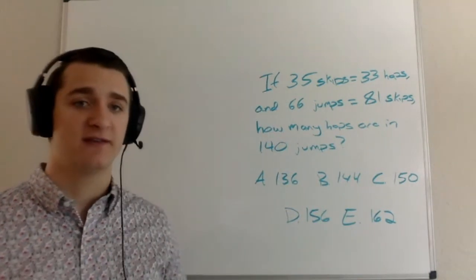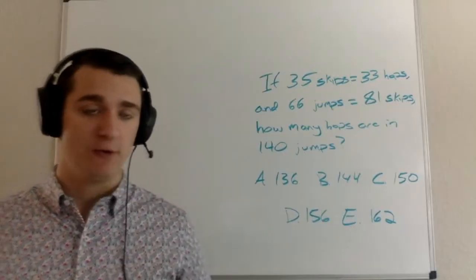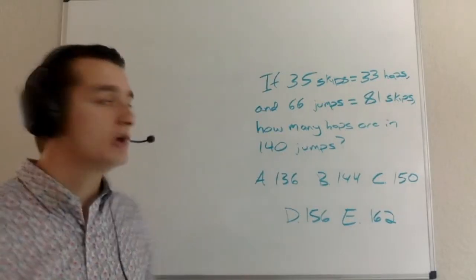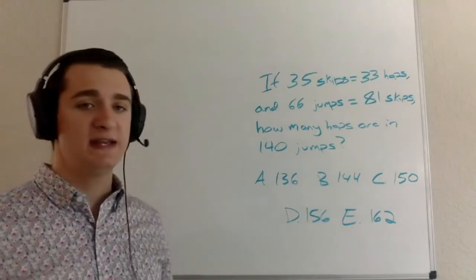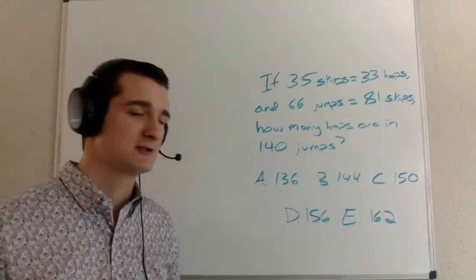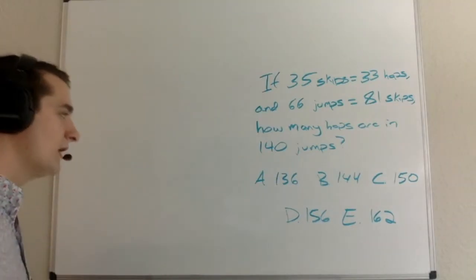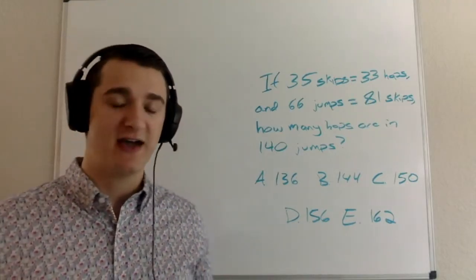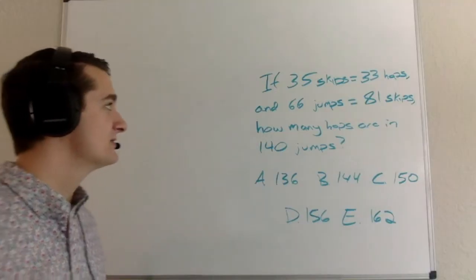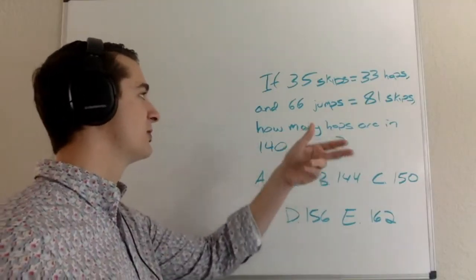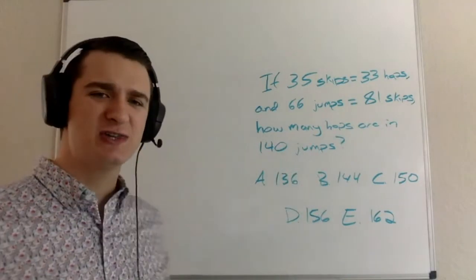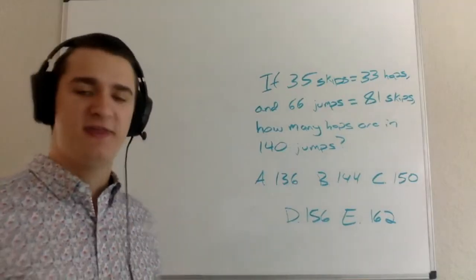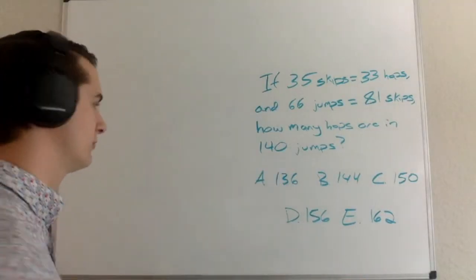but for any unit conversion, I want to go straight to step 1A and step 1B. So in this instance, I'm going to ask myself first, what is it that I want to convert into something else? What am I starting with? Now, the temptation here is to say, well, I'm starting with 35 skips per 33 hops. But that's not actually the thing that I want to convert. The thing that I want to convert here is my 140 jumps.